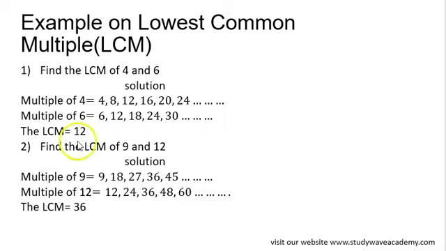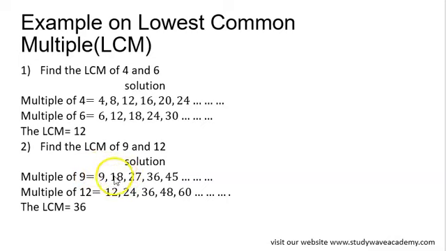Okay, let's go over to the next one. Find the LCM of 9 and 12. Find the lowest common multiple of 9 and 12. What do we do first? We write out the multiples of 9 and we write out the multiples of 12 for us to be able to know the common of them, the common multiple between the two. Okay, now we have multiples of 9. We have 9. 9 plus 9 will give us what?